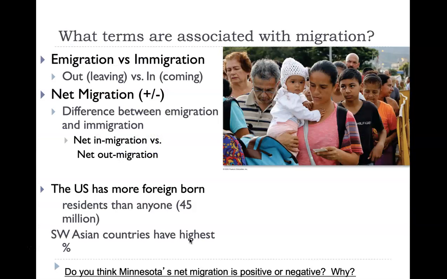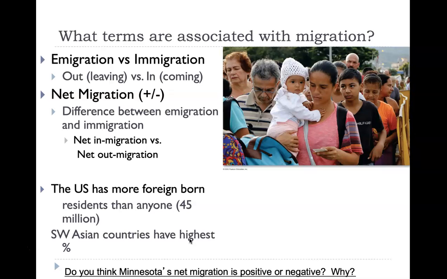All right, what terms are associated with migration? We have the word emigration versus immigration. Emigrants are leaving a place, they're out, right? Or E for exit, versus immigrants who are coming in, right? I for in. So people emigrate from a spot, they immigrate to a spot. The difference between emigration and immigration is called net migration. So you have a net positive or a net negative, or net in migration versus net out.